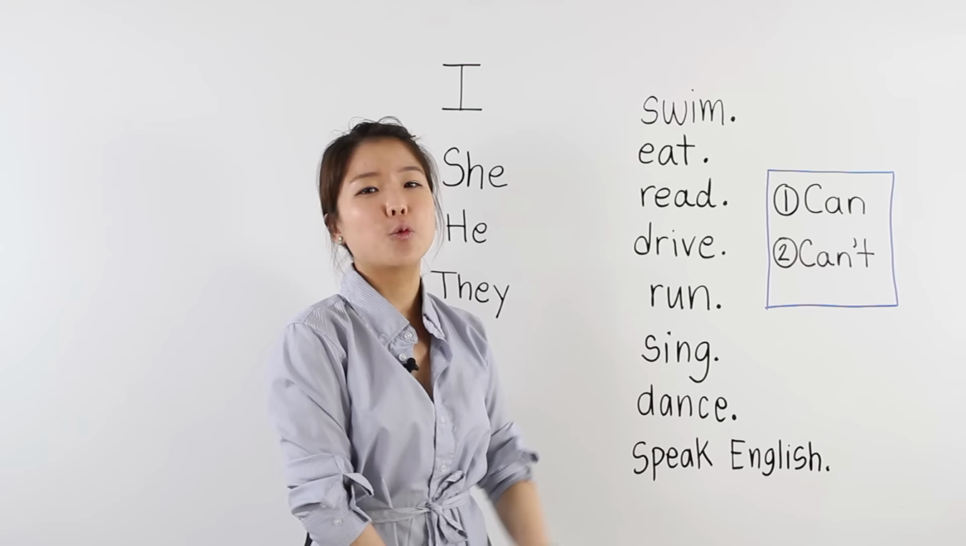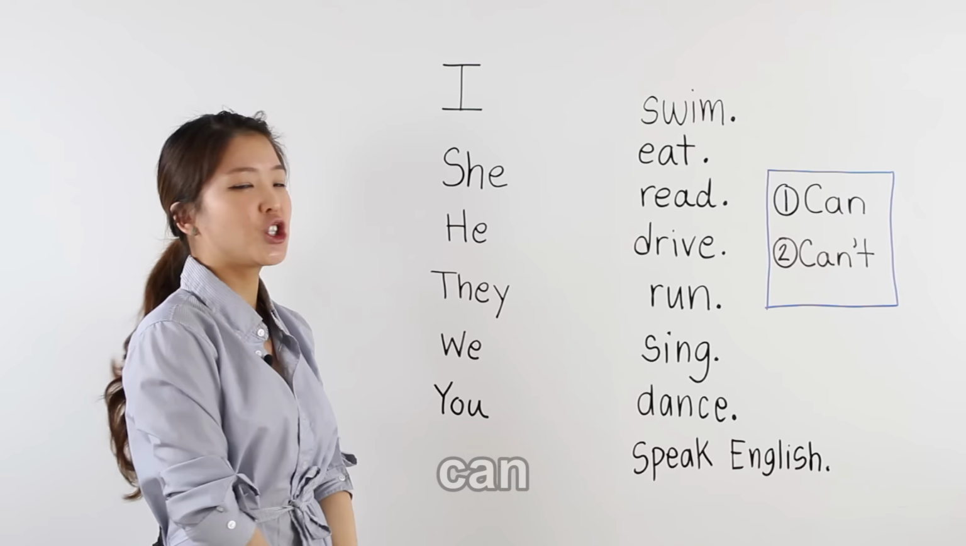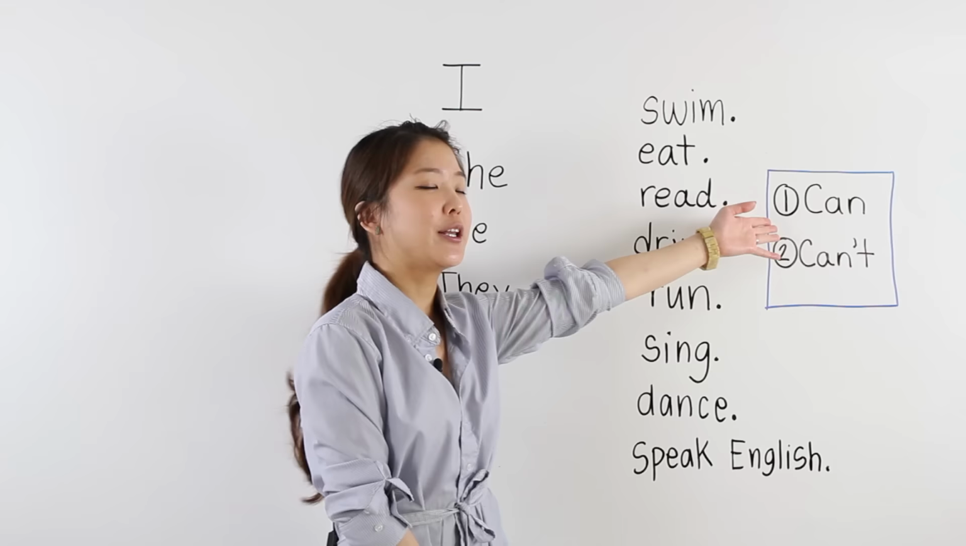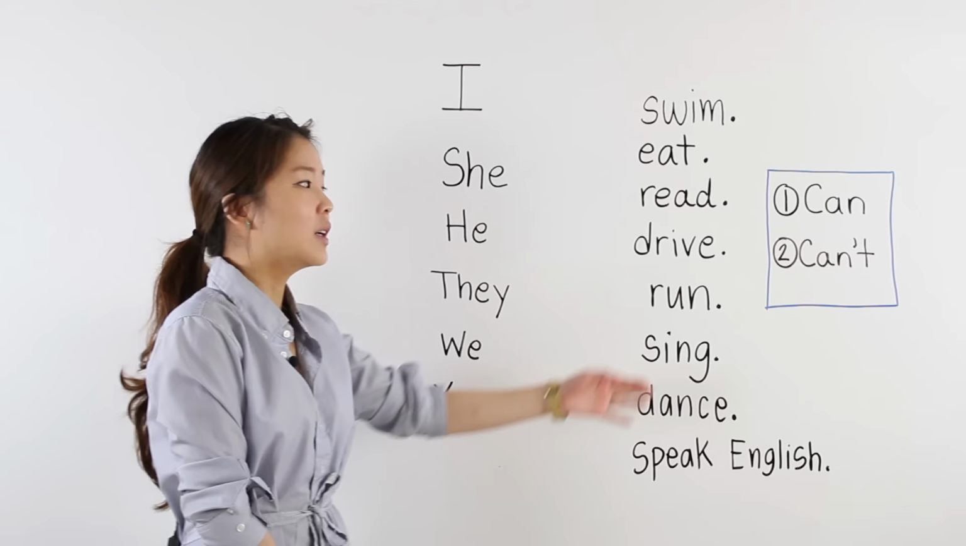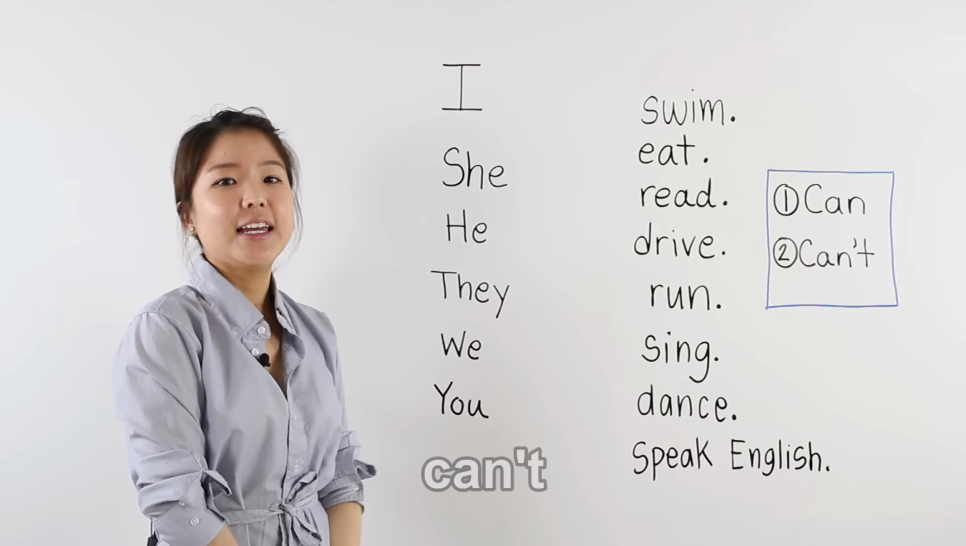Let's go on to the next one, eat. And let's try she. She can eat. Yes, I did number one again, can. After that is read. And let's use he. He can't read. That was the second one, can't. How about drive? Let's use he again. He can drive. Yes, that was number one.